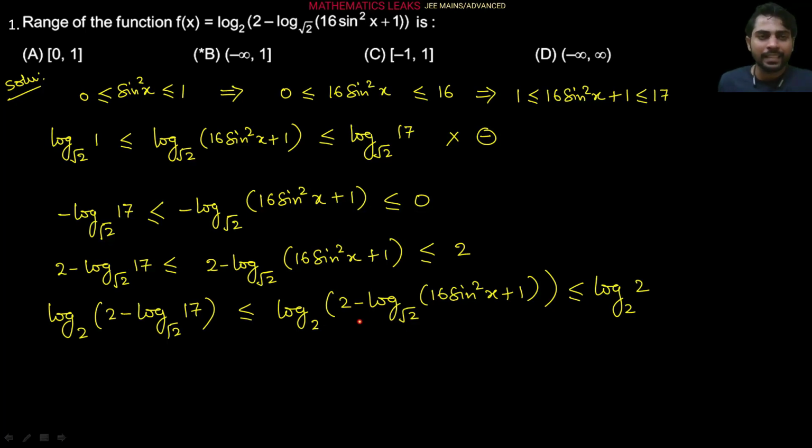Now you can see this is our f(x) only. This given quantity is given by f(x) in the question. So this is our f(x). So our f(x) is coming less than or equal to logarithm base 2 of 2. Logarithm base 2 of 2 means what here?